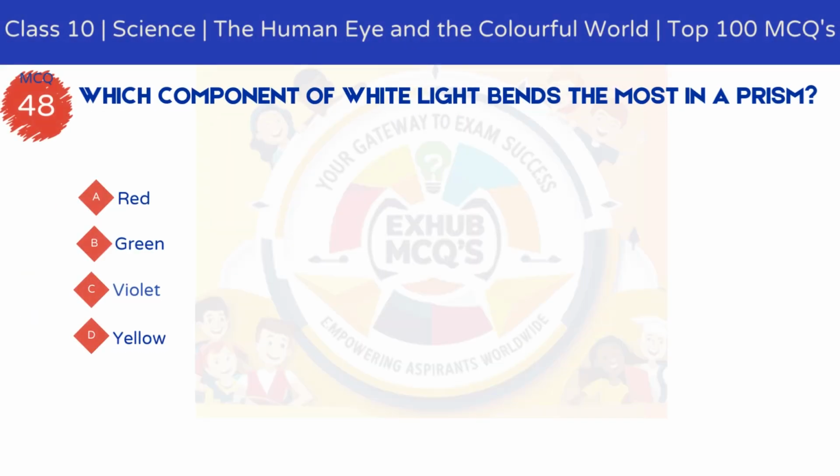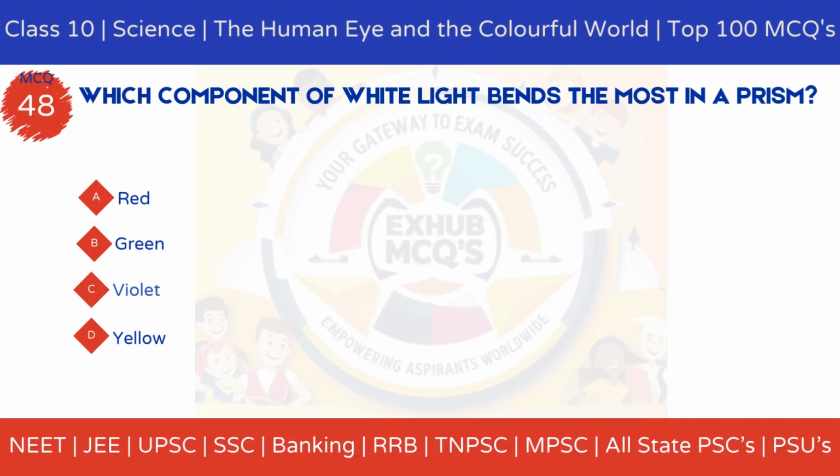Which component of white light bends the most in a prism? Option A, red. Option B, green. Option C, blue. Option D, violet.